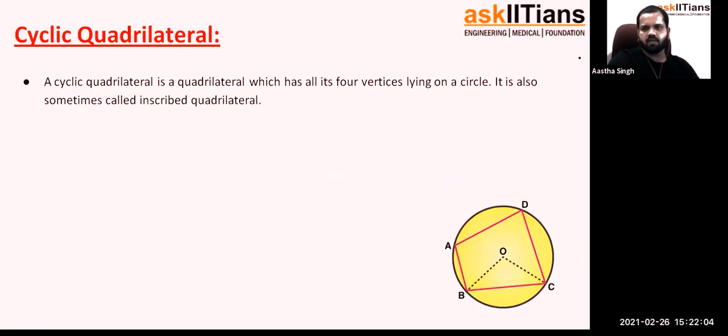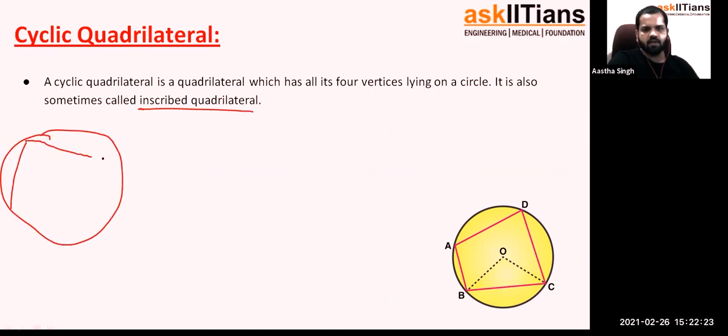So now we'll study what a cyclic quadrilateral is. As I have told you, a cyclic quadrilateral is a quadrilateral which has all its vertices lying on a circle. For example, ABCD is sometimes called a described quadrilateral, because it is described within a circle. Any quadrilateral having vertices on the circumference, suppose these points A, B, C, and D, all vertices lie on the circumference.